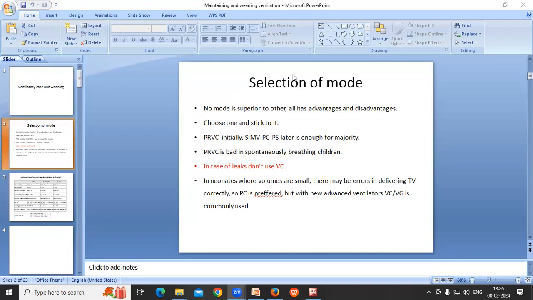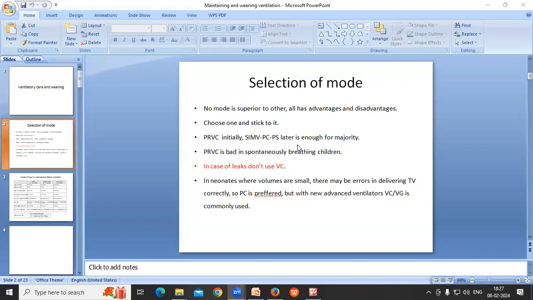If you keep it equal to PC, there is no point in keeping a rate of 30. You could increase the rate to 40 also. The main purpose is to decrease the minute ventilation, and it will support the child. So always keep the PS less than the PC, at least 2 less than the PC. So the first 30 breaths are mandatory breaths, the remaining 10 breaths are spontaneous breaths. Spontaneous breaths will get supported by PS, not by PC. That's the main difference.